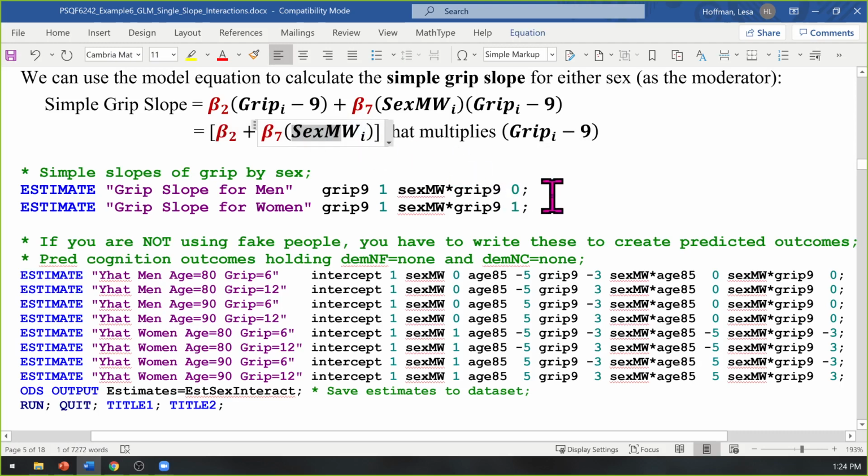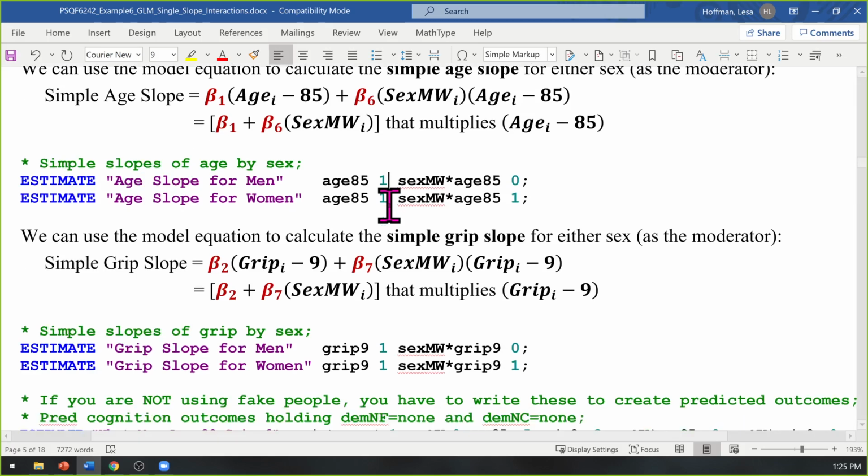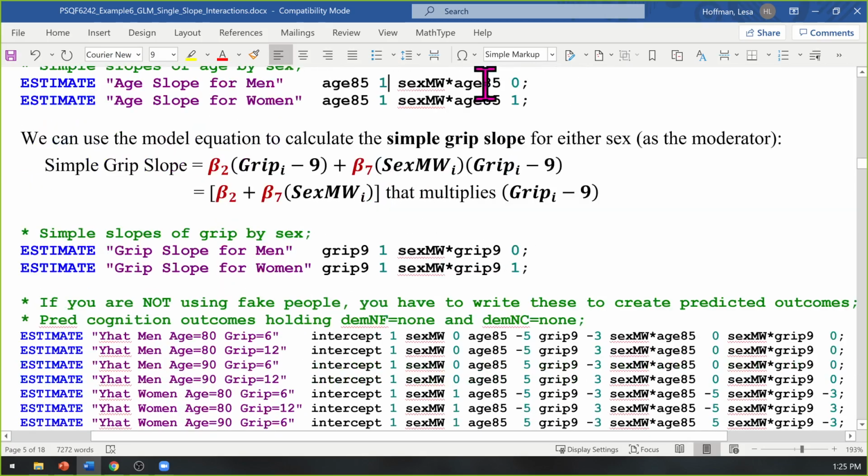So generally speaking, when you're writing out these kinds of statements, the thing you're trying to estimate always gets a 1. If I'm estimating a slope, the name of that slope, I need a 1. I'm trying to get the grip strength slope. That's the whole point. It gets a 1. Up above, I was trying to get the age slope. It gets a 1. If I'm trying to estimate a predicted outcome, that's an intercept, a conditional intercept, and so the intercept would get a 1. So the thing you're estimating always comes first with a 1, and then the question is, what moderates that? In this model, there's only one term that moderates the effect of age, and only one term that moderates the effect of grip strength.